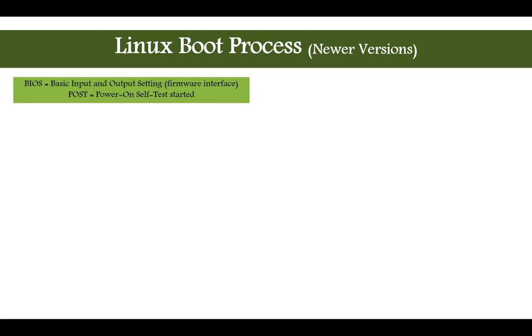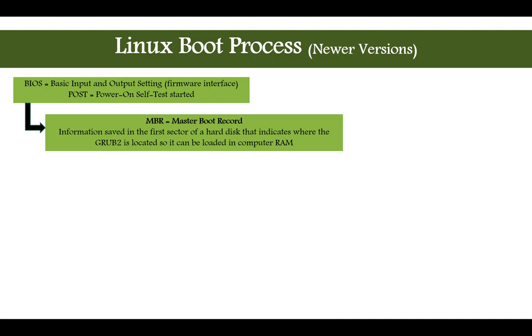It goes through every one of them and checks, hey, are you okay? Are you up? Are there any problems with the hardware? So it goes through that POST check. After that, the MBR is loaded. MBR stands for Master Boot Record. The information is saved in the first sector of the hard disk, and it indicates where GRUB2 is located, so it can be loaded into the computer RAM. So BIOS does the POST, and then it goes to the first sector of the disk and finds the MBR.